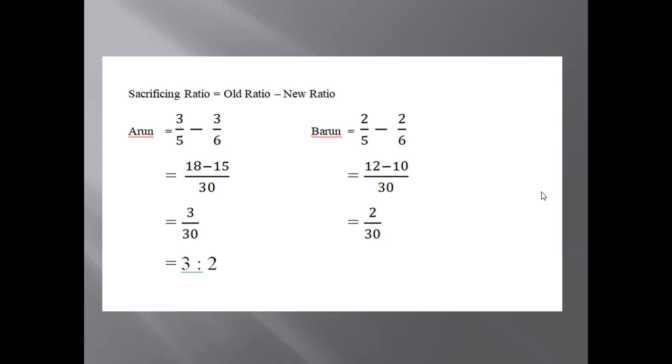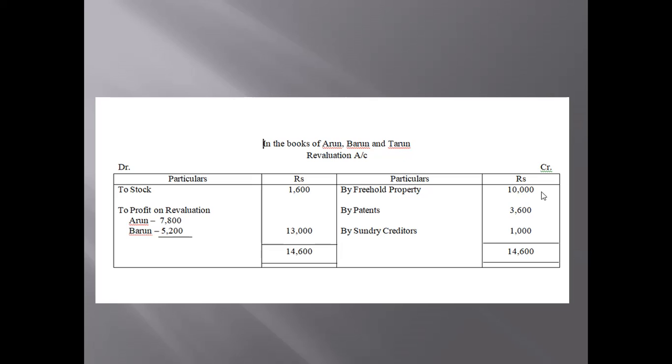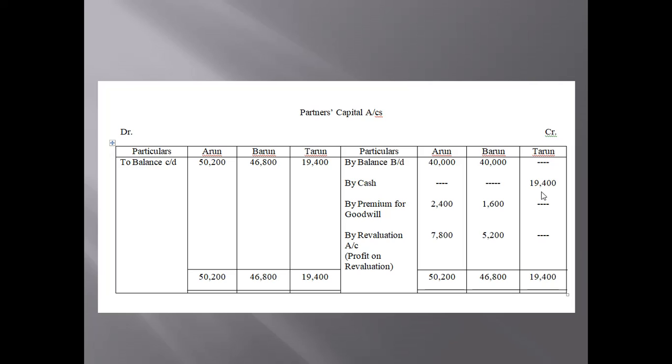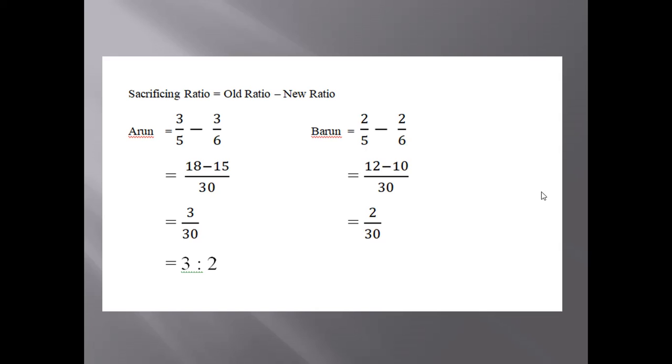Always remember, the premium for goodwill that is brought by the new partner is to be shared between the old partners as per the sacrificing ratio. But the profit or loss on revaluation is to be shared always on the old ratio. Remember this. So 4,000 he is supposed to bring, and this 4,000 is to be shared between Arun and Barun as per this ratio 3 is to 2.